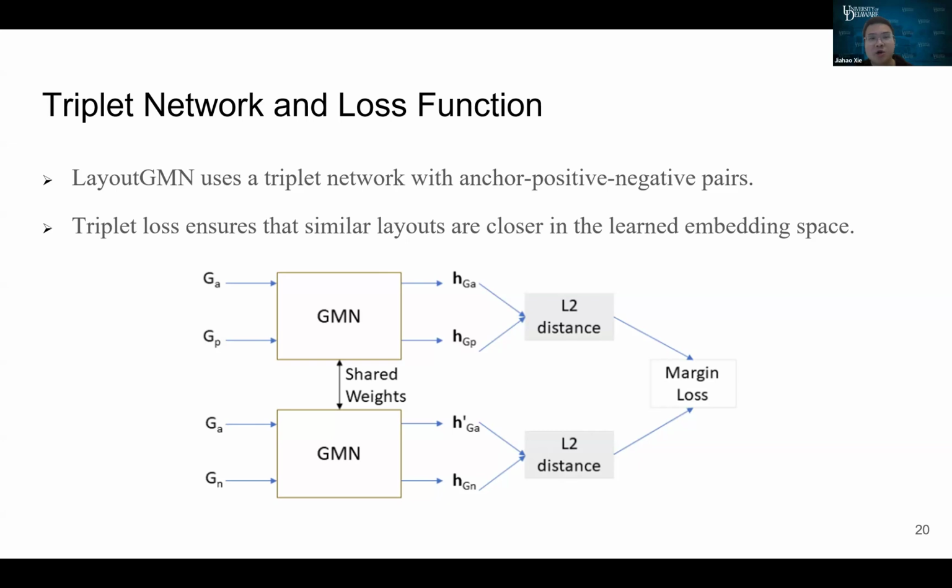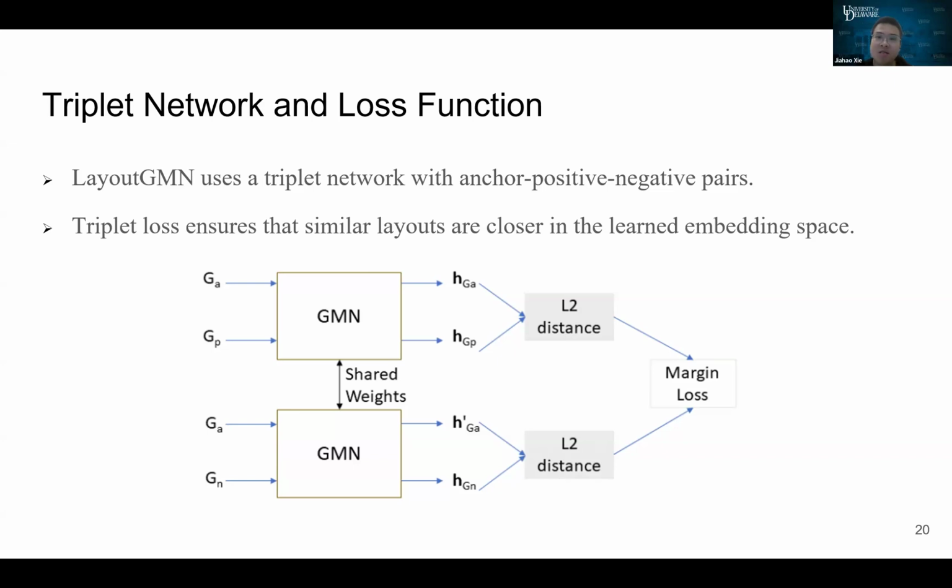Layout GMN is trained using a triplet network architecture, which consists of anchor, positive, and negative pairs. The anchor is a layout that the model is currently trying to classify. The positive is a layout that is structurally similar to the anchor. And the negative is a layout that is different from the anchor.